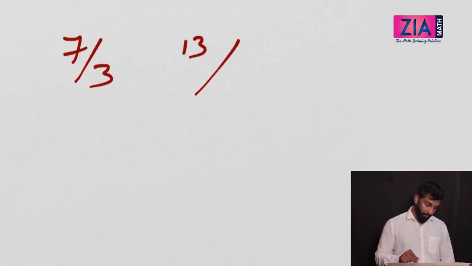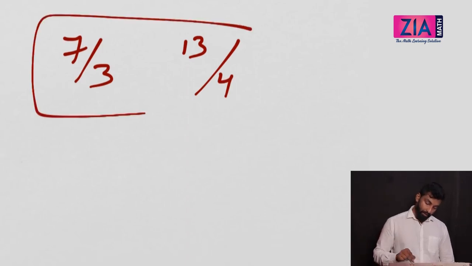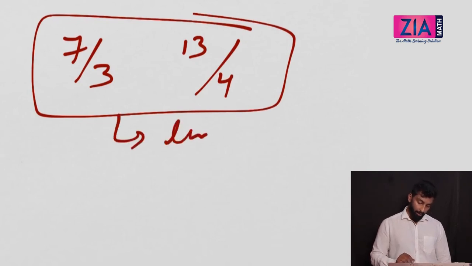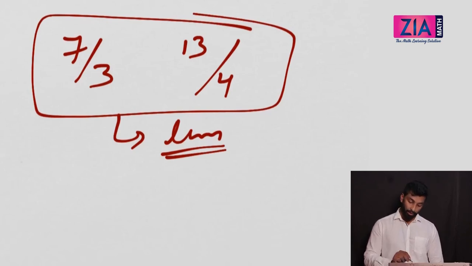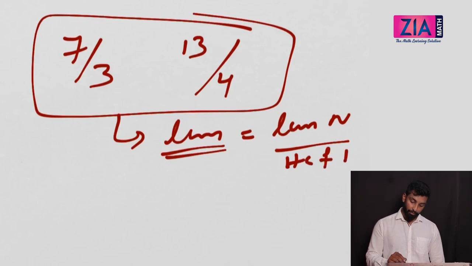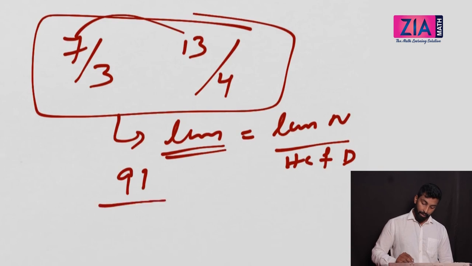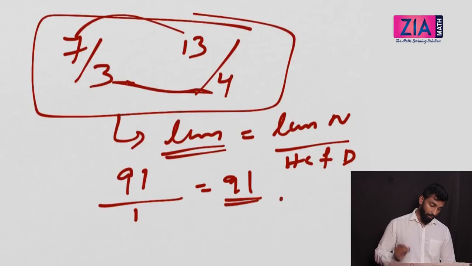Now in this question, what is given is the circumference of the wheels, right? So 7 by 3 and 13 by 4, which is the circumference of the wheels. So here what you need to find out is LCM only. Here LCM of fractions, you know that it is LCM of numerators divided by HCF of denominators. What is LCM of numerators? 7 into 13, that is 91. What is HCF of denominators? 3 and 4, you just take the difference, you will get 1. So the answer for this question is 91.